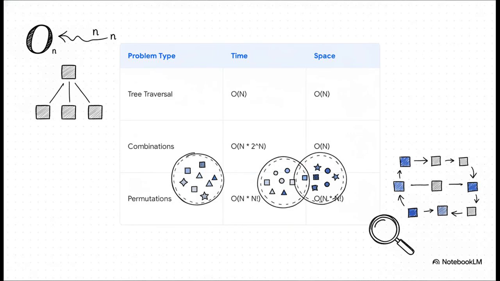But you've got to be careful here. Identifying your problem type immediately dictates your performance bounds. I mean, a simple tree traversal is linear, O(n), not bad. But step into combinations and boom, you're at O(n times 2^n). And permutations? O(n times n!). No way around it, that cost is incredibly steep, which is exactly why mapping the right complexity to the problem right from the jump is totally non-negotiable.